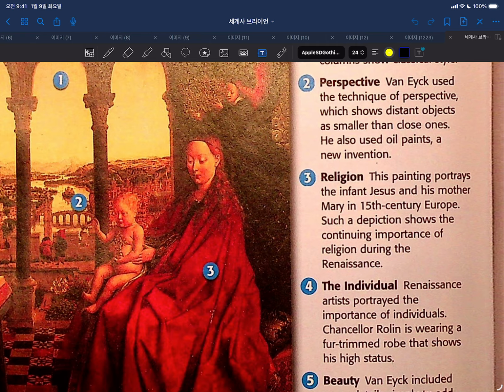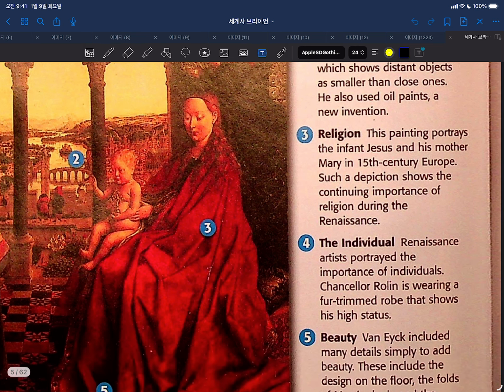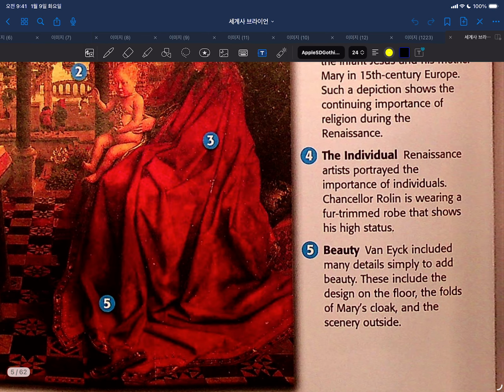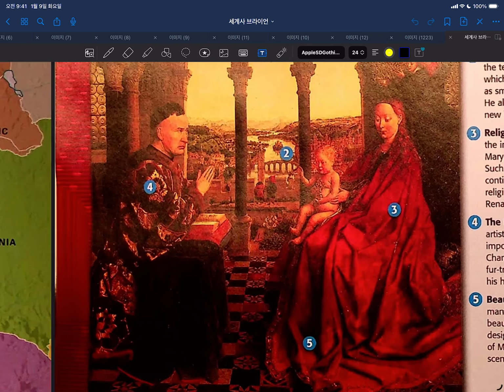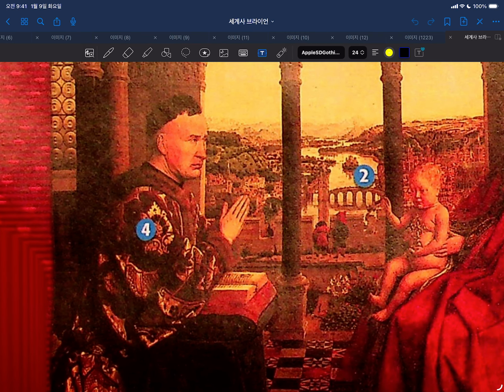Number 3, religion. This painting portrays the infant Jesus and his mother, Mary, in 15th century Europe. Such a depiction shows the continuing importance of religion during the Renaissance. Number 4, the individual. Renaissance artists portray the importance of individuals. Chancellor Rollin is wearing a fur-trimmed robe that shows his high status. Look at this, this robe symbolizes his high status.